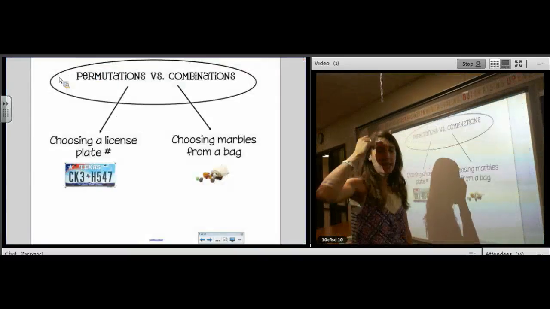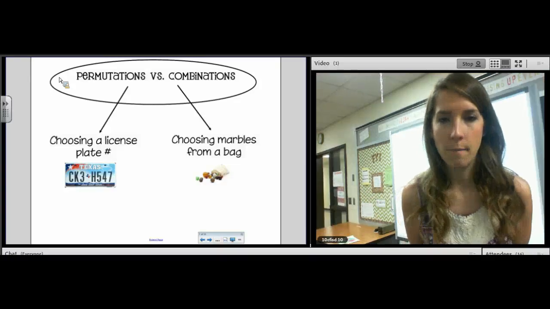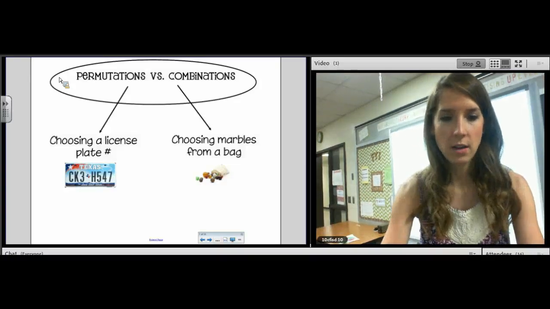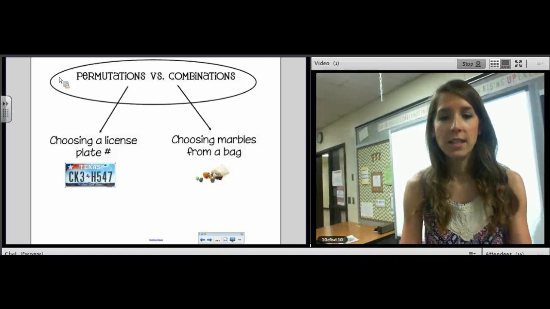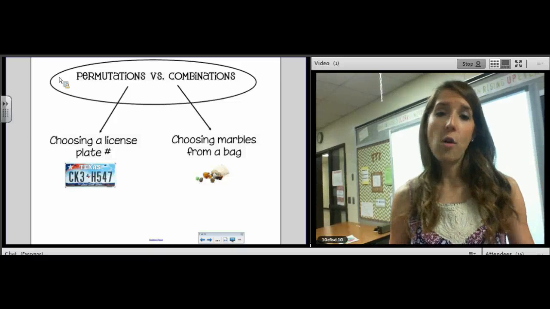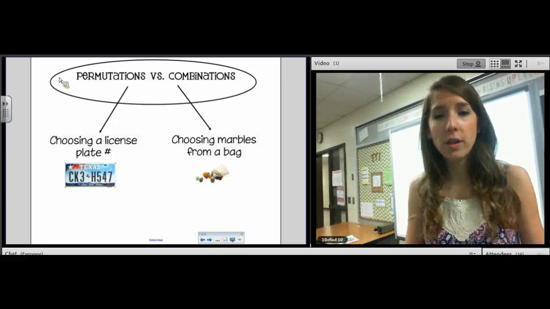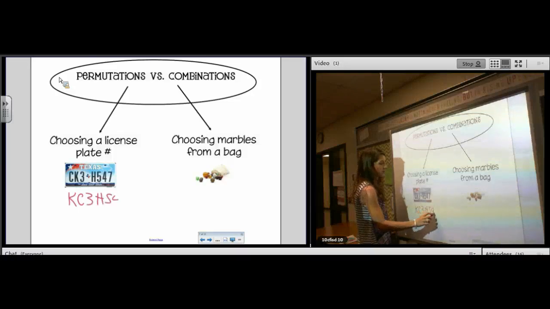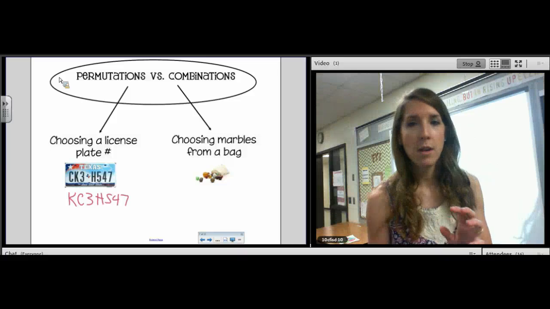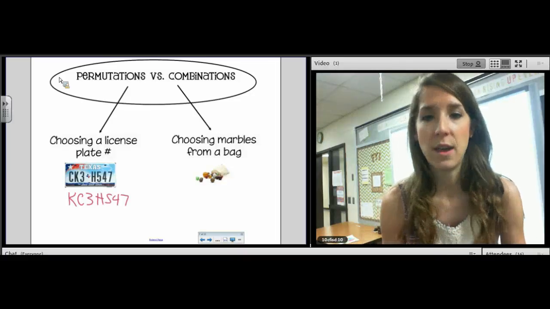All right, now we're going to get into the actual vocabulary of today's lesson. Permutations versus combinations. So I want you to write this down if you're taking notes today. A permutation is when you're choosing things and the order matters. So a license plate number, the order that you put those letters and numbers totally matters. CK3H547 is different than KC3H547. Do you agree that I used the same letters and numbers, but if I switch those first two, that's a completely different license plate?